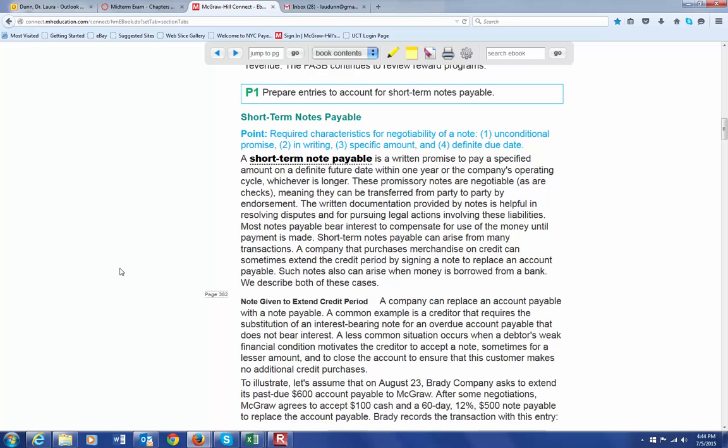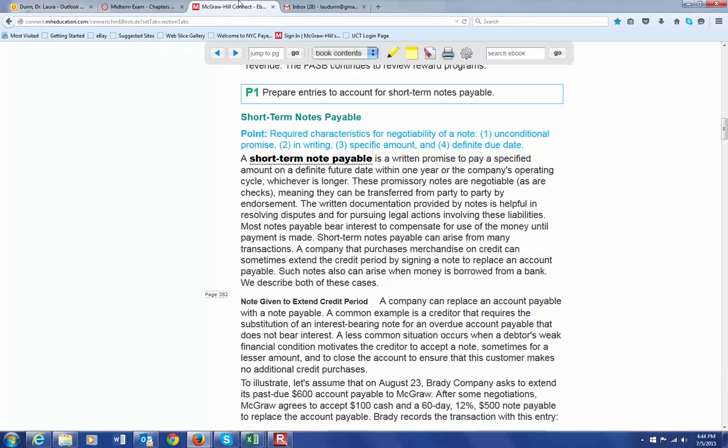If you're going to be paying it over 1 year, if it's a 5-year note or 10-year note, then it would be a long-term note payable. It's a promissory note, which also means it's negotiable, meaning it can be transferred from one party to another. So you may borrow from one company or bank or person, but if they end up selling that note to somebody else, you'll end up owing the money to the other person.